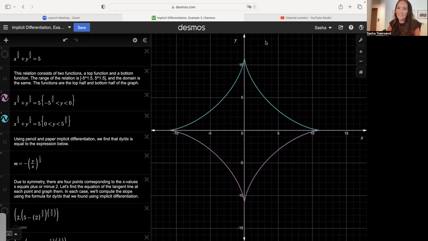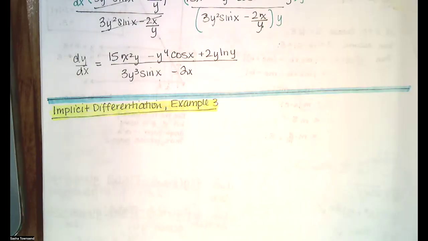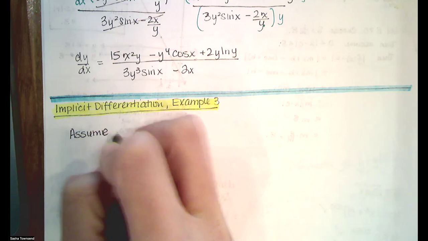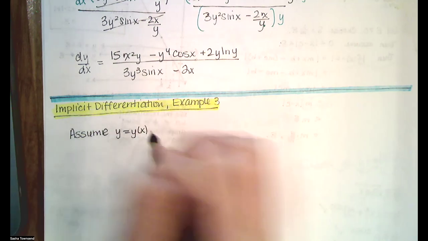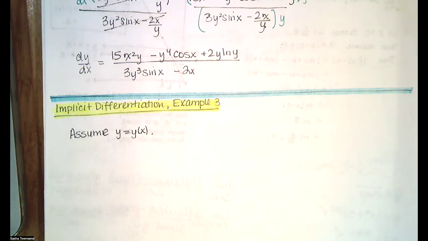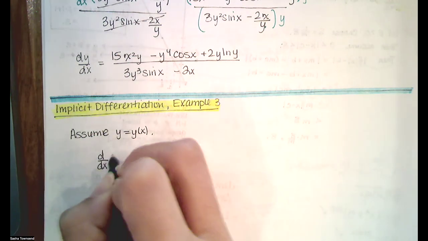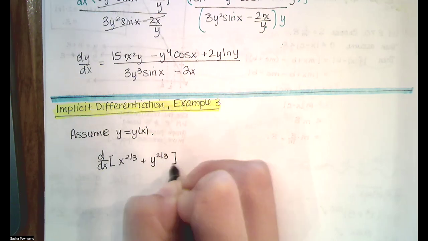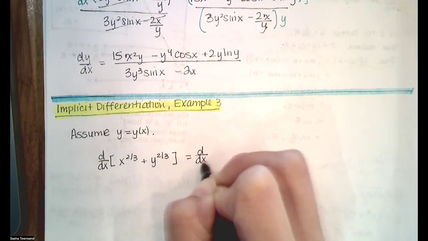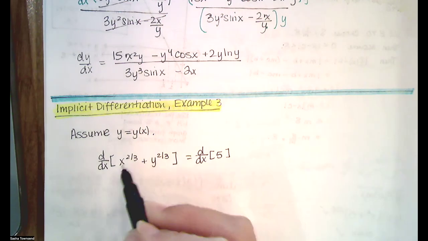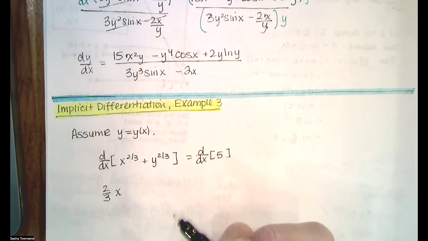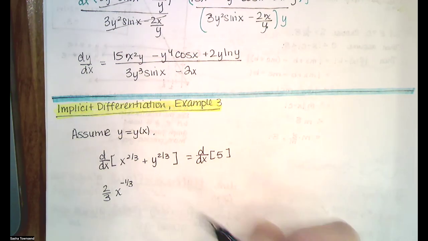Let's use implicit differentiation to find the derivative now. So we're assuming that y is a function of x. So we're either on the top half or the bottom half of that graph. And then we differentiate both sides with respect to x under that assumption. The derivative of x to the 2/3 is just 2/3 times x to the 1 less power. 2/3 minus 1 is negative 1/3.